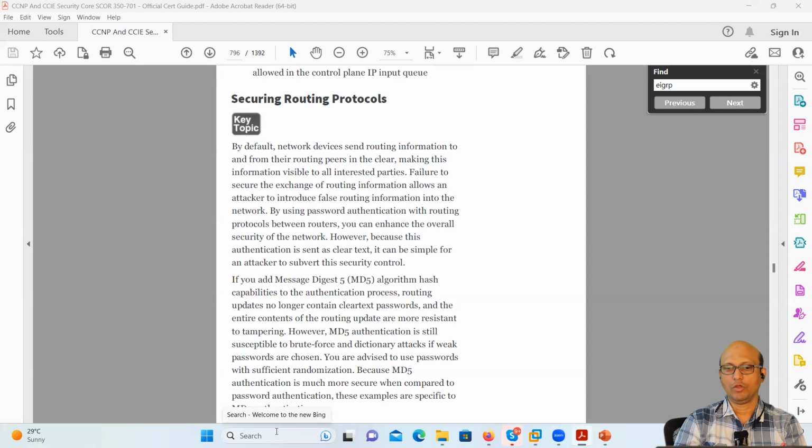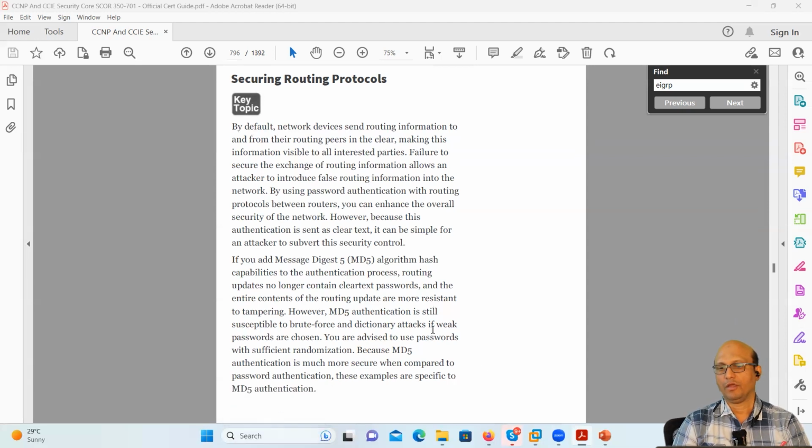Okay. So you have two methods of maintaining authentication between these protocols. The first one is the plain text method. Plain text method means here also you are being asked for a username and password or some kind of key ID. And the second one is the message digest algorithm. Now message digest is nothing but a hash algorithm.